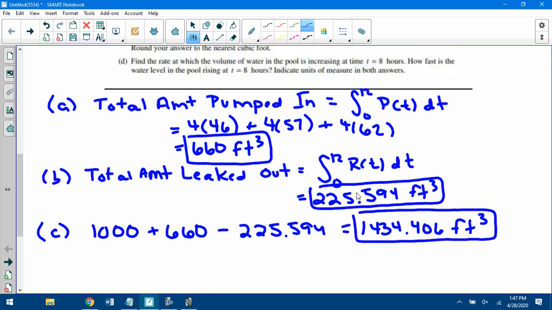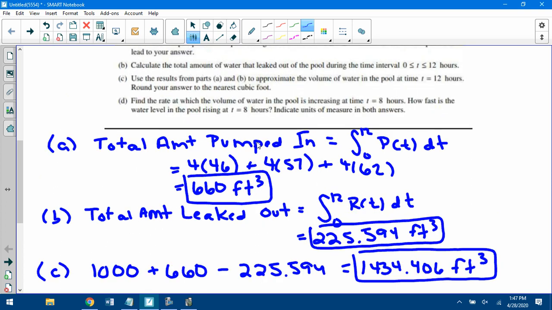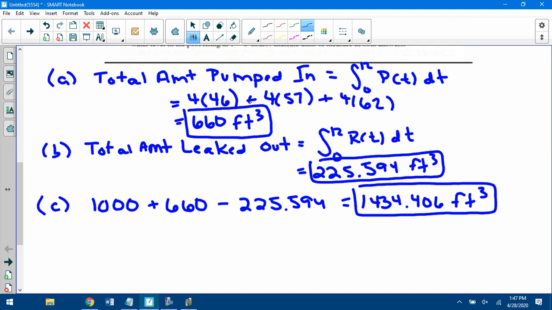All right, so this has been a relatively easy question so far, which means part D is probably going to be a doozy. D says find the rate. Oh, wait. This is one of those tricky rounding questions. I almost missed a point here. Round your answer to the nearest cubic foot. So this should actually be 1434 cubic feet. Normally we do 3 decimal places, but if they tell us to round to something else, we've got to do that.